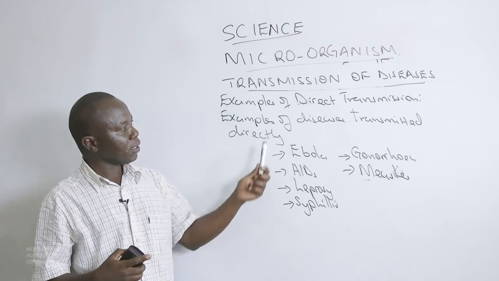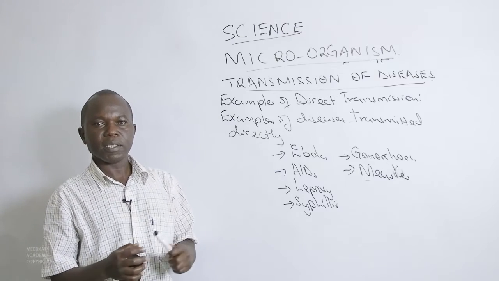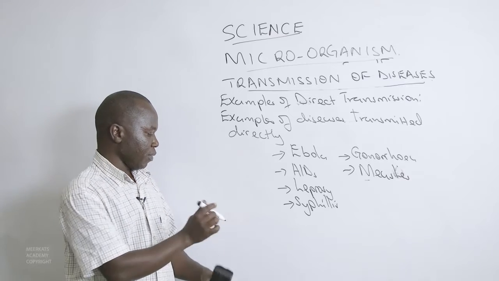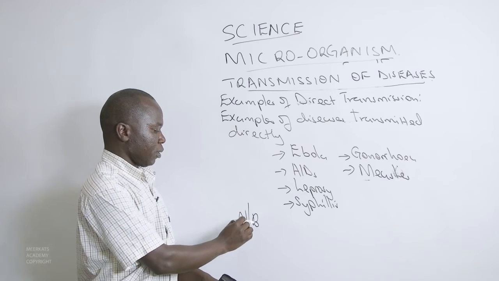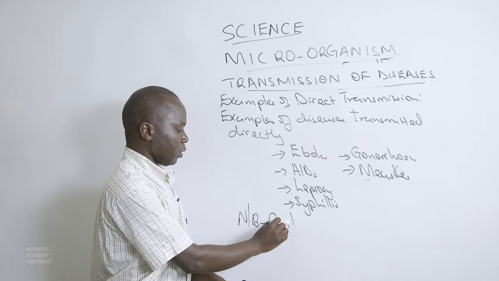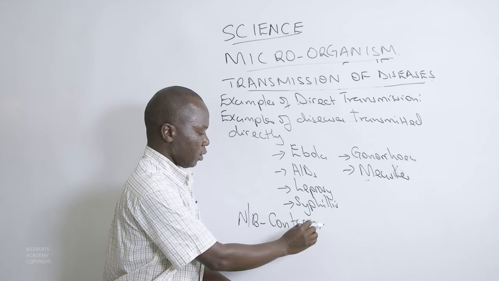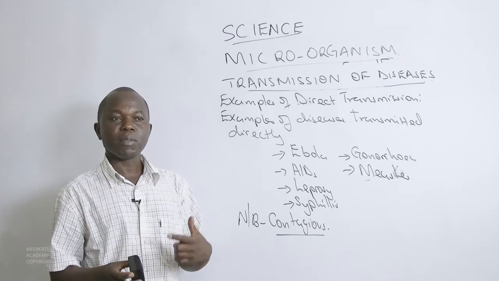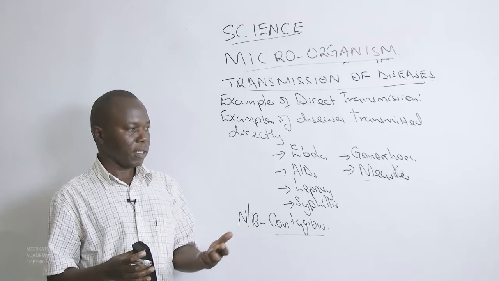So these diseases that are transmitted directly, or through direct contact, are called contagious diseases. From the word contact, you are able to acquire the disease.